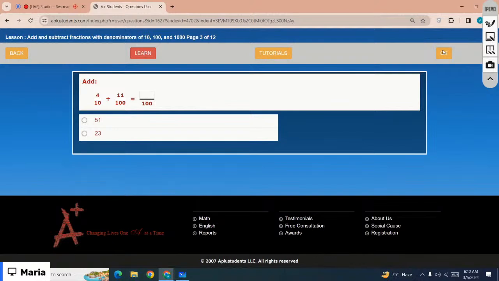Okay, the next one is 4 over 10 plus 11 over 100, which is the correct option? Very good. That is 51 over 100. The correct option is option number 1. 51 over 100 is the correct option.